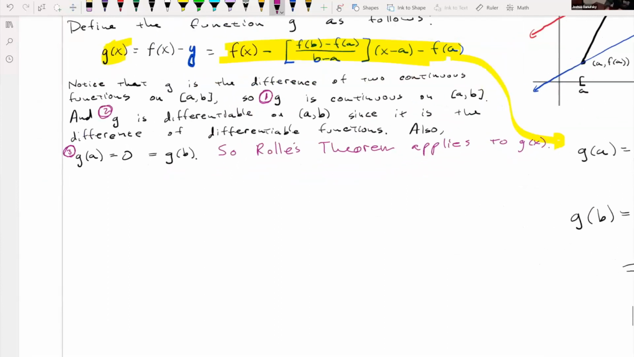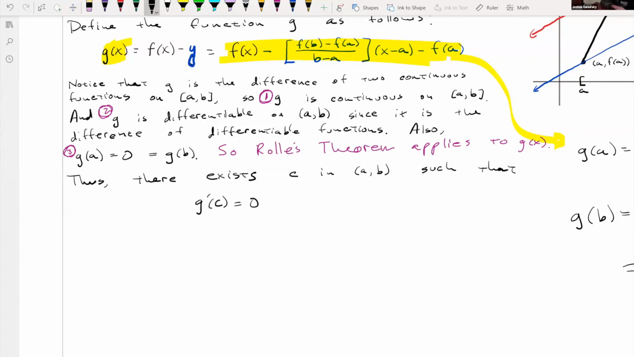So if Rolle's theorem applies, there exists C in (a, b) such that, this is just the Rolle's thing, g prime of C is equal to 0. So we're going to have to take the derivative of g, which looks horrible, but it's not. I'm talking about our yellow function up there. We want to take the derivative of g, and it's got to equal 0 at C.